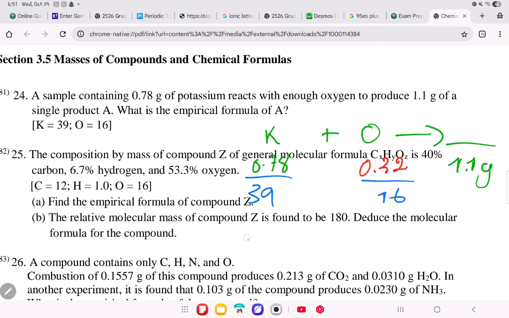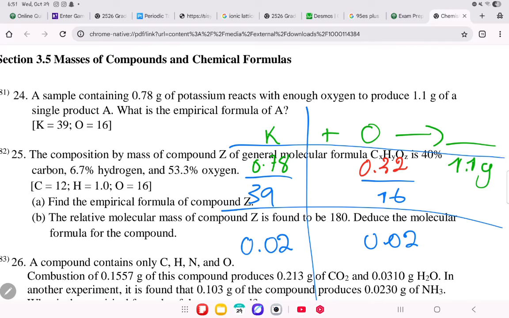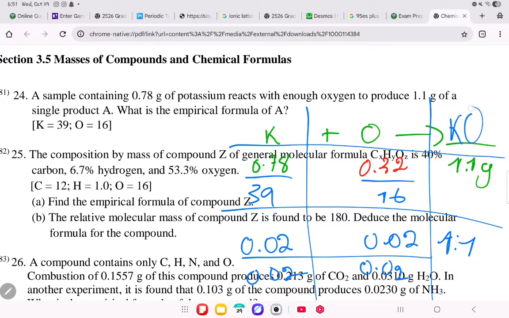Now what do we need to do in this scenario? We need to find the simplest ratio. How do we find the simplest ratio? You divide by the smallest number. In this case, because they're the same number, it's going to be a simplest ratio of 1 to 1. So what does this mean? This means that it's going to be KO, potassium oxide. That means the empirical formula is KO. You have 1 potassium, 1 oxygen.